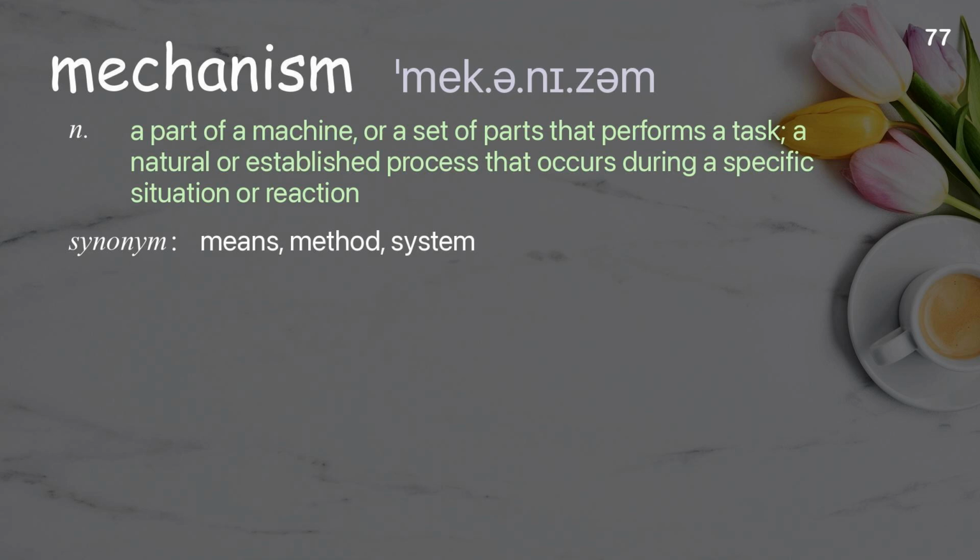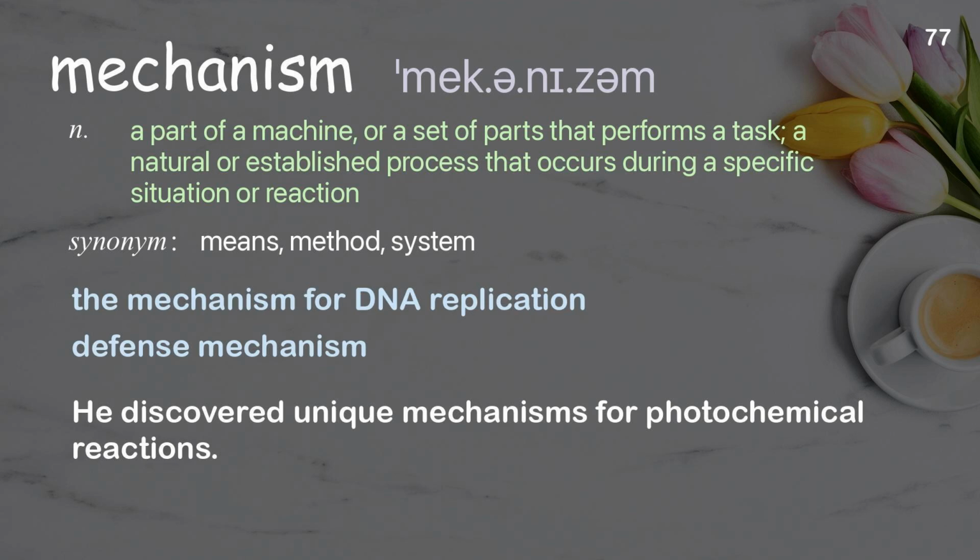Mechanism: A part of a machine, or a set of parts that performs a task, a natural or established process that occurs during a specific situation or reaction. Examples: The mechanism for DNA replication. Defense mechanism. He discovered unique mechanisms for photochemical reactions.